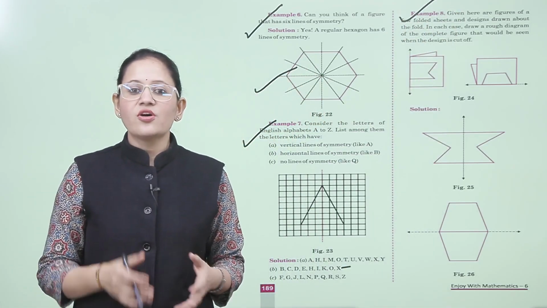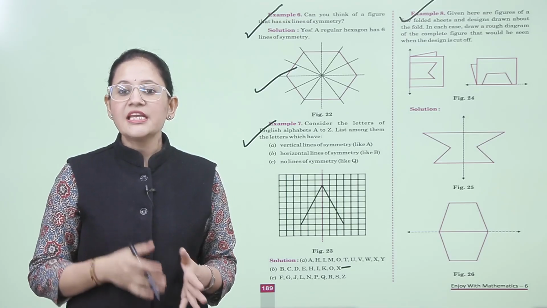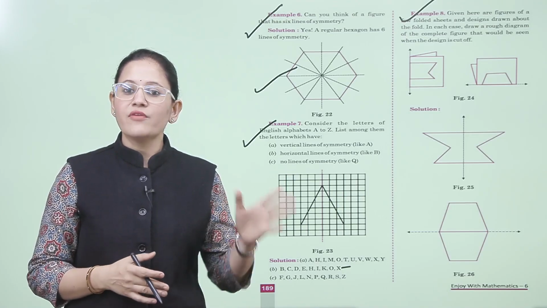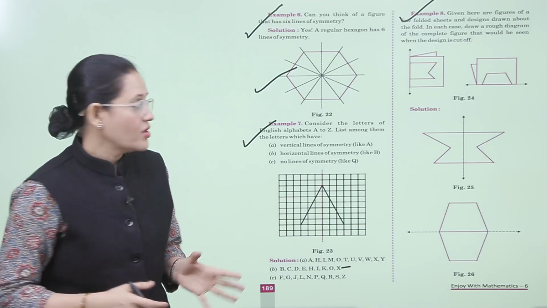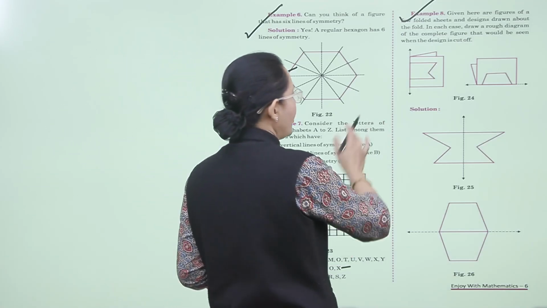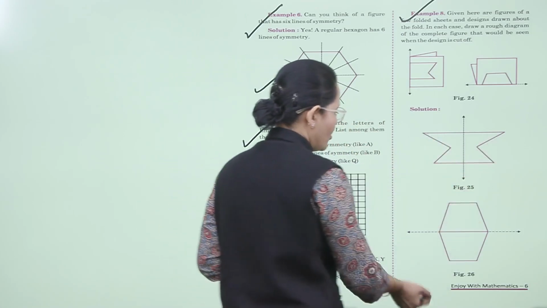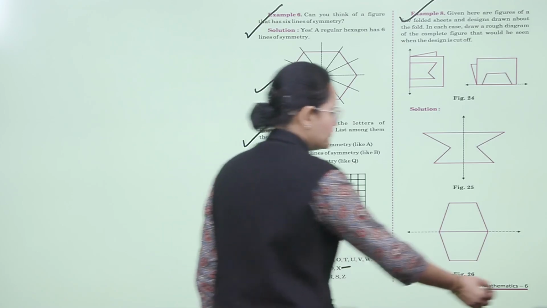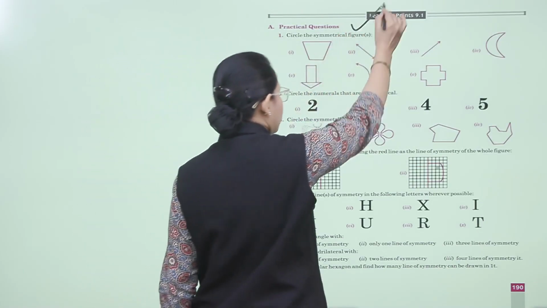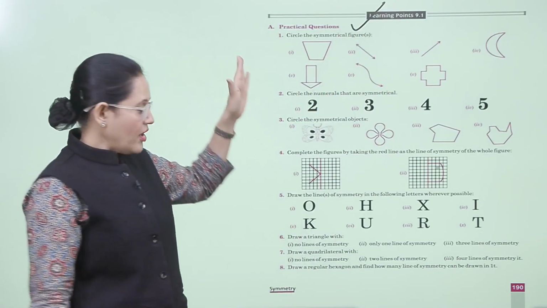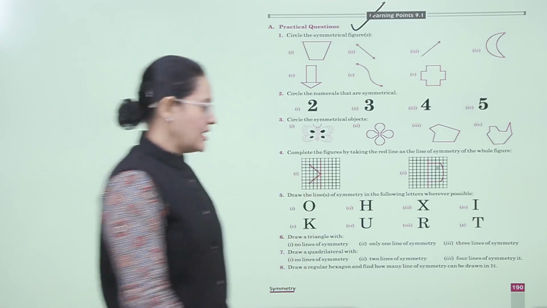Given here are figures of a few folded sheets and designs drawn on the fold. In each case, draw the rough diagram of the complete figure that would be seen with the design cut out. So, you have to draw the design. If you unfold it, it will look something like this or like this. Clear? So, you have to draw the designs. Next is learning point 9.1. So, you have to practice all these questions. These questions are based on the concepts we have covered in the chapter.